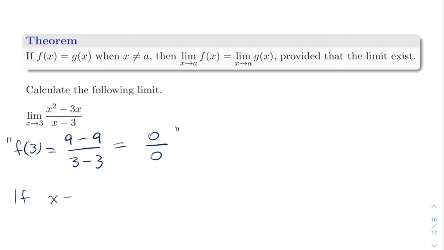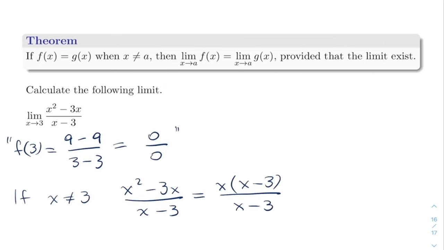What we can do is notice that if x is not equal to 3, then first of all we can factor the expression on the top of the fraction. So we can rewrite this as x times x minus 3 divided by x minus 3. So now, because x is not equal to 3, then x minus 3 is no longer 0. So we can simplify these expressions. And we get that our function is in fact equal to x when x is not equal to 3.